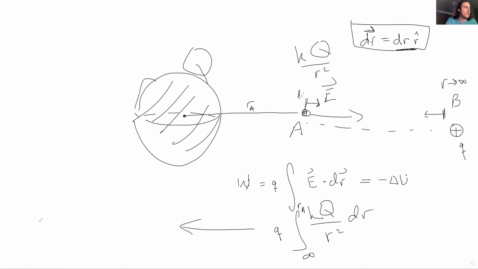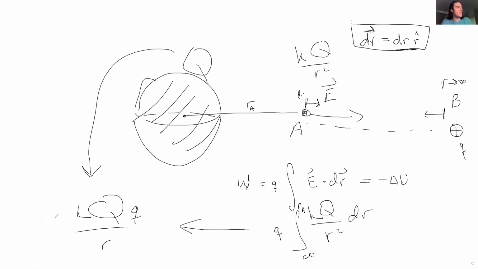And so what we're going to get for this answer here, just to finish it off, is kQ, which is the charge of the sphere, the total charge, times that little q over r. And this is going to be your change in potential energy here, which essentially is just your potential energy for this charge configuration, because you bring in this little charge q from infinity up to the point A. Okay. And if you go through this, you will get the correct sign.